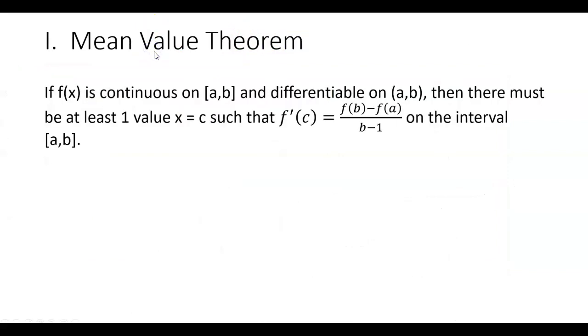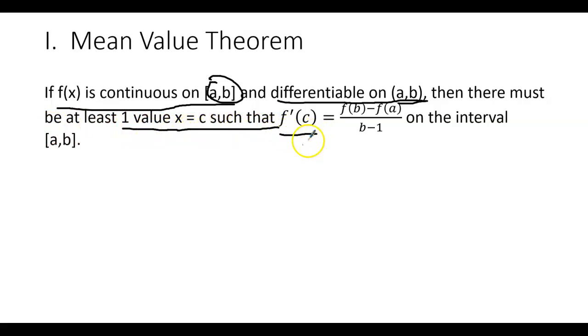Next thing we'll talk about here is the mean value theorem. We've talked about this last week also, but we're going to go into a little more detail this week with it. If f of x is continuous on the closed interval and differentiable on the open interval, this means endpoints are included, this means endpoints are not included, then there must be at least one value, x equals c, such that the instantaneous rate of change is equal to the average rate of change.